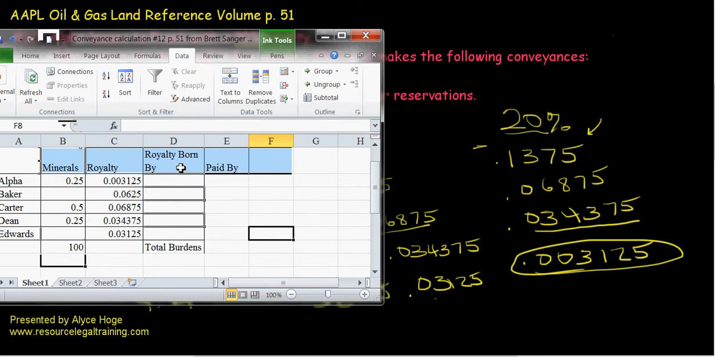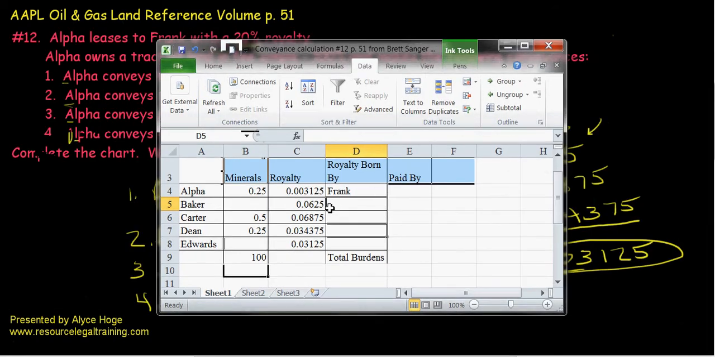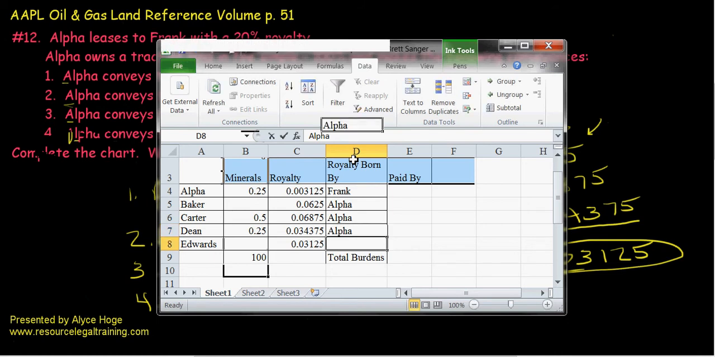And then we're going to look at the royalty borne by. So who created each of these royalties? Well, Alpha's initial 20% was created by Frank. And then Baker's, what was his? 1/16th, I believe. Baker's 1/16th was created by Alpha. And then Carter's 0.06875 interest was created by Alpha. Dean's 0.034375 is created by Alpha. And then Edwards's 0.03125 is created by Alpha.